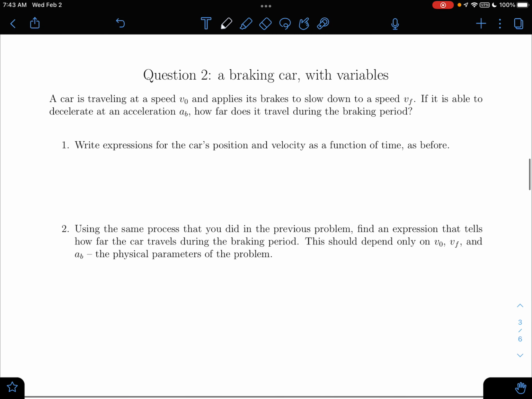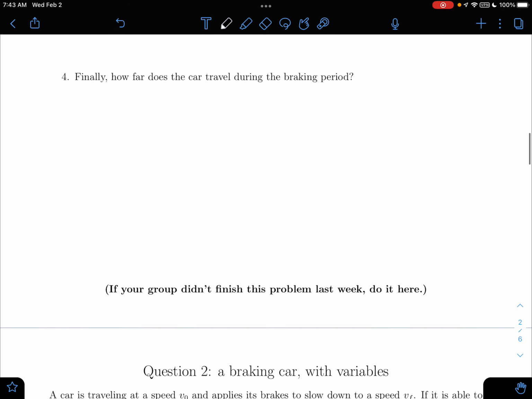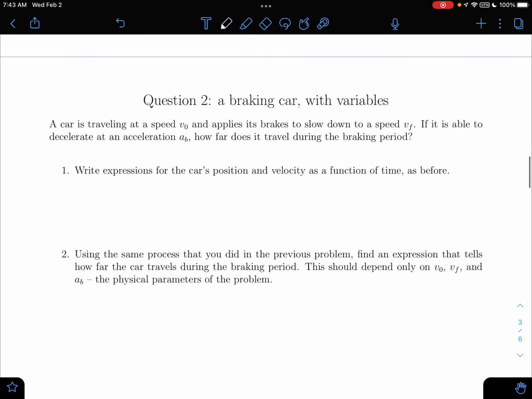Now we do the exact same problem. A car is traveling at a speed v0 and applies the brakes to slow down to a speed v final. If it is able to decelerate at an acceleration ab, how far does it travel during the braking period? This is the exact same problem, but this time, oh no, not panicking though, there are no numbers. We're all just working in variables.